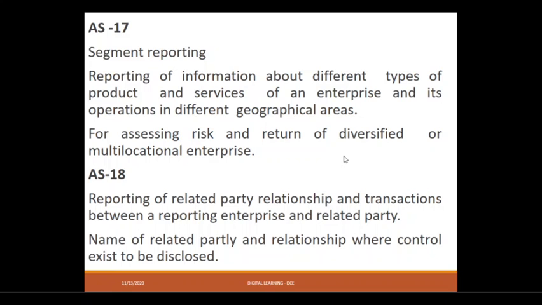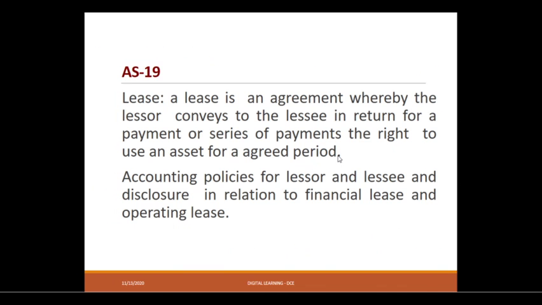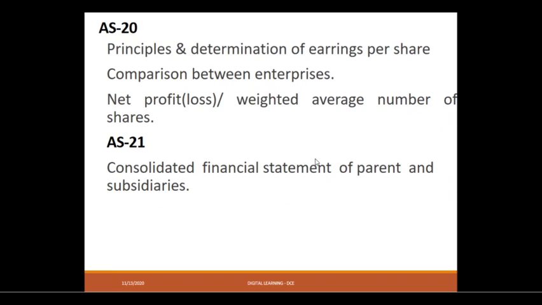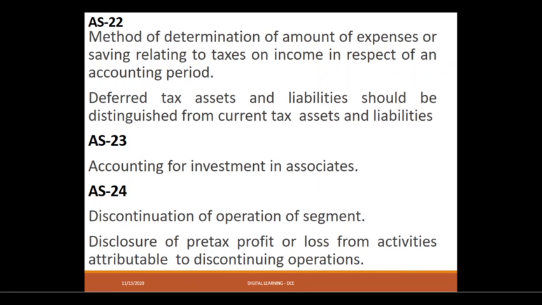Related party relationships and transactions between a reporting enterprise and related parties. Accounting Standard 19 is lease agreement, accounting policies for the lessor and the lessee and disclosure in relation to finance lease and operating lease. Accounting Standard 20 is earnings per share, principles and determination of earnings per share, comparison between enterprises. Accounting Standard 21 deals with consolidated financial statements of parent and subsidiaries.